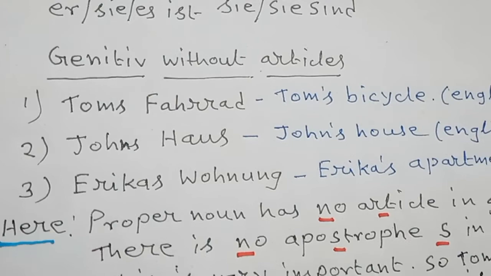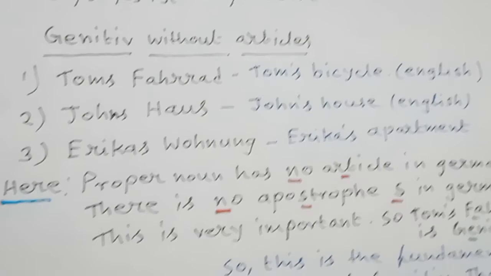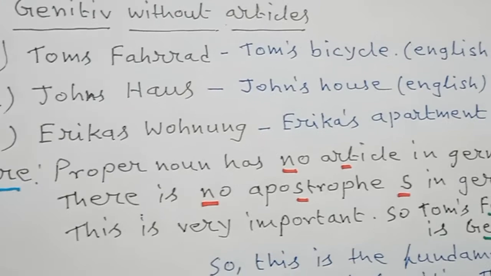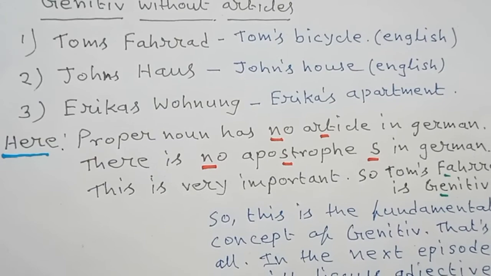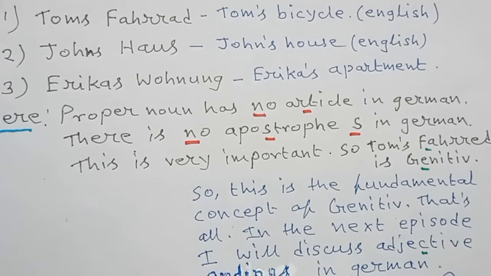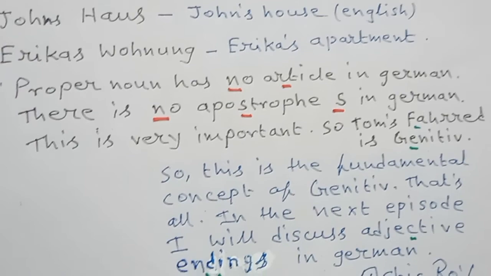Now, genitive without articles. Number one: Toms Fahrrad. Tom's bicycle. Apostrophe s is used in English. Johns Haus, John's house, English. Erikas Wohnung, Erika's apartment. Now here, a proper noun has no article in German. There is no apostrophe s in German. This is very important. So, Toms Fahrrad is genitive. So, this is the fundamental concept of genitive.